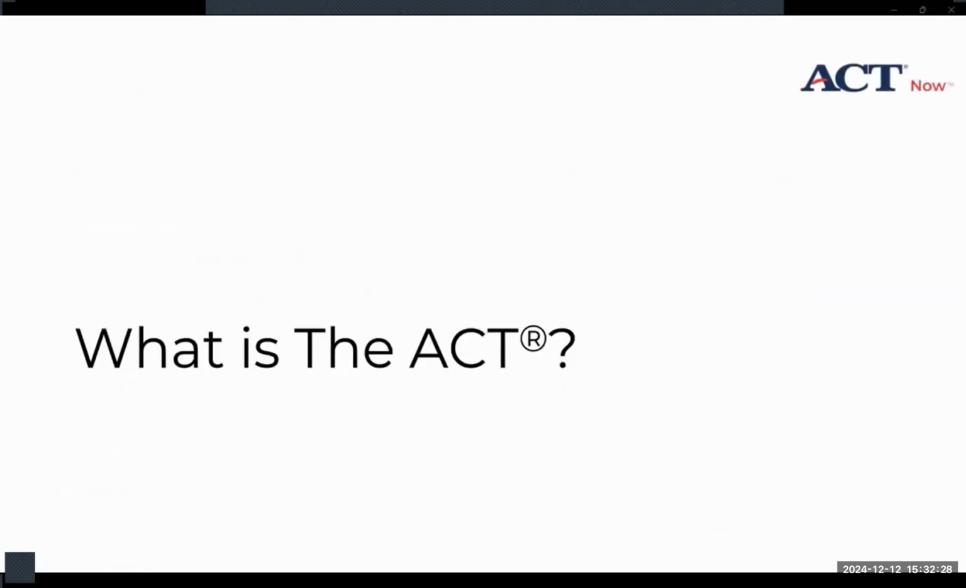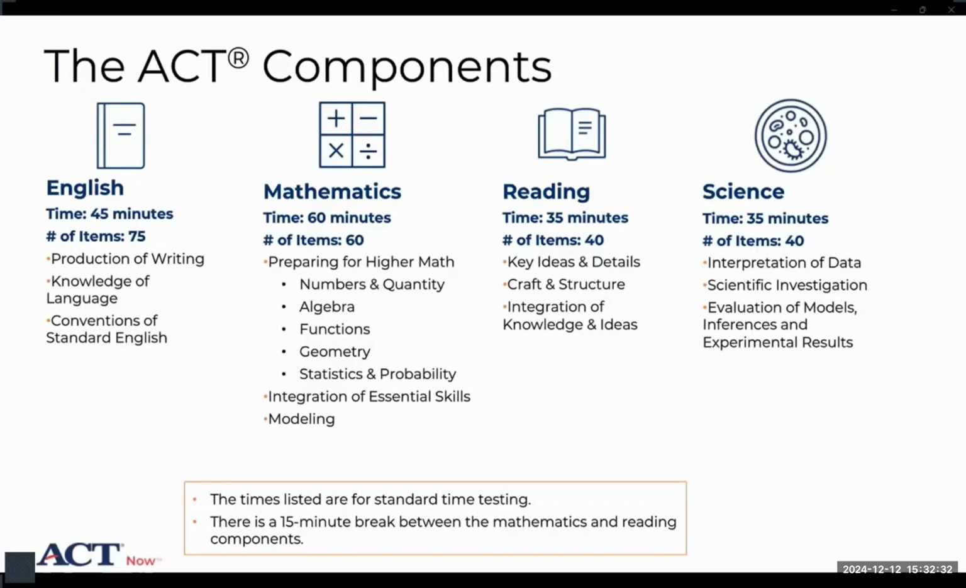First, let's review what the ACT assessment is. The ACT contains 4 multiple choice tests: English, mathematics, reading, and science. These tests are designed to measure skills that are most important for success in post-secondary education and that are acquired in secondary education. The score range for each of the 4 multiple choice tests is 1 to 36. The composite score is the average of 4 test scores rounded to the nearest whole number.